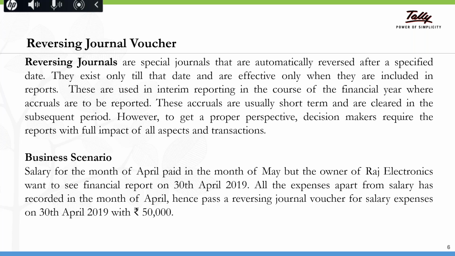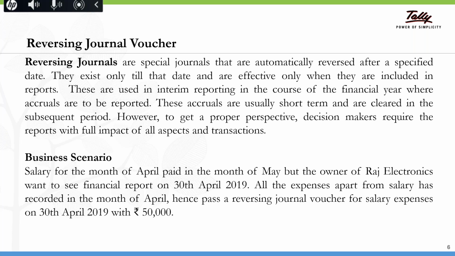Okay, so two things are very important to understand about the reversing journal. The first is that the effect of the reversing journal is automatically reversed after a specified date, and the second is that it is used for accrual basis reports. Okay, it is accrual basis reports. So here is the scenario we can understand it by: salary for the month of April paid in the month of May. Okay, it's very clear.